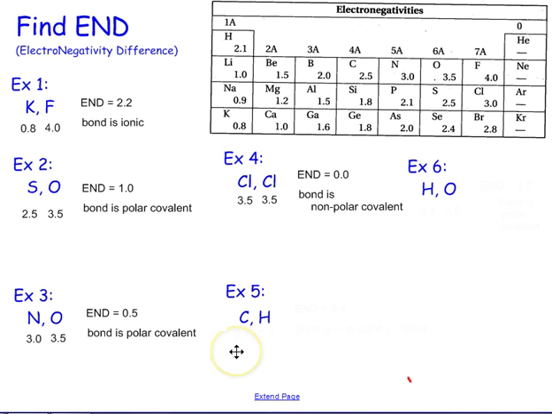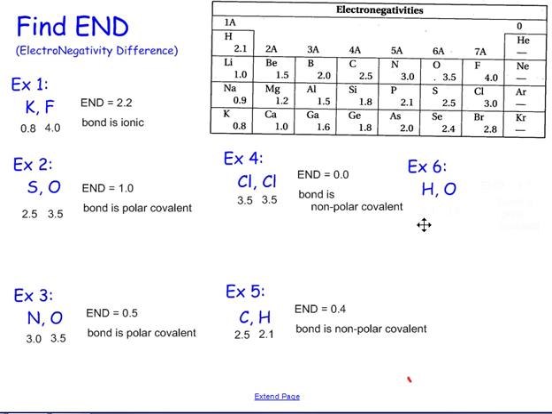Example number 5, bonding carbon and hydrogen. Carbon has an electronegativity of 2.5. Hydrogen has an electronegativity of 2.1. The difference here is 0.4. Now, when you find an electronegativity difference of 0.4, we will classify that on the lower end, and we'll say that that bond is a nonpolar covalent type of bond. We say that essentially the electronegativities are identical, and we'll classify those shared electrons as being shared equally.